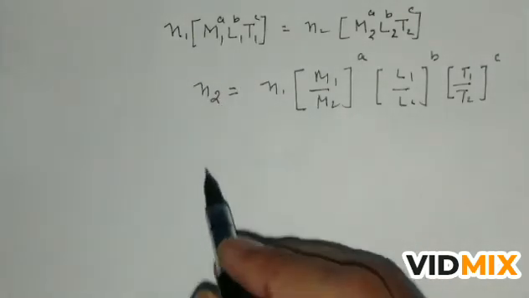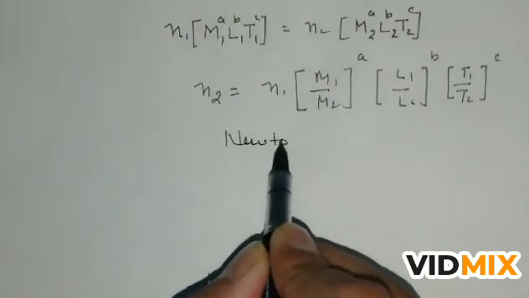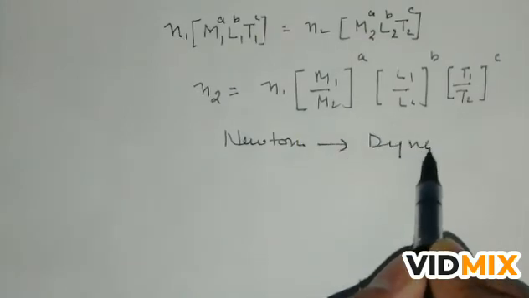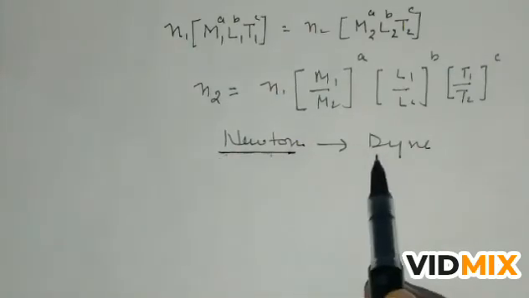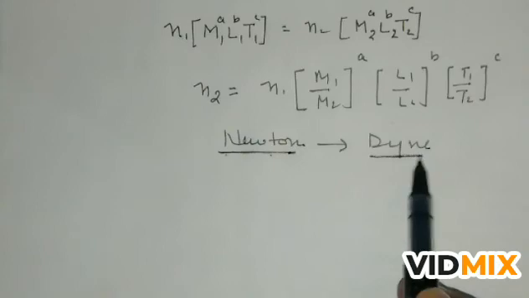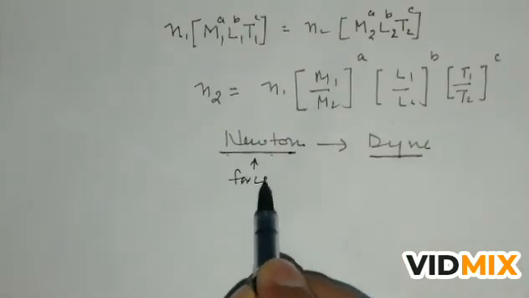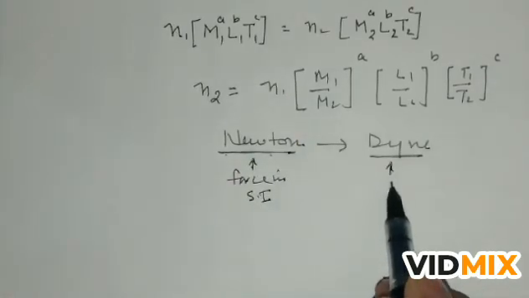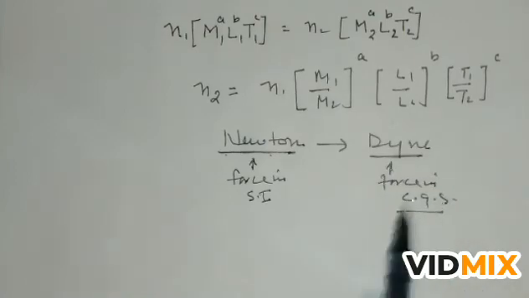लेट अस टेक एन एग्जांपल. सपोज Newton to be converted into dyne. Now everyone is familiar with this term. Newton is the unit of force in SI system, and dyne is the unit of force in CGS system. This is the unit of force in SI system, and this is the unit of force in CGS system. Now we have to convert this.